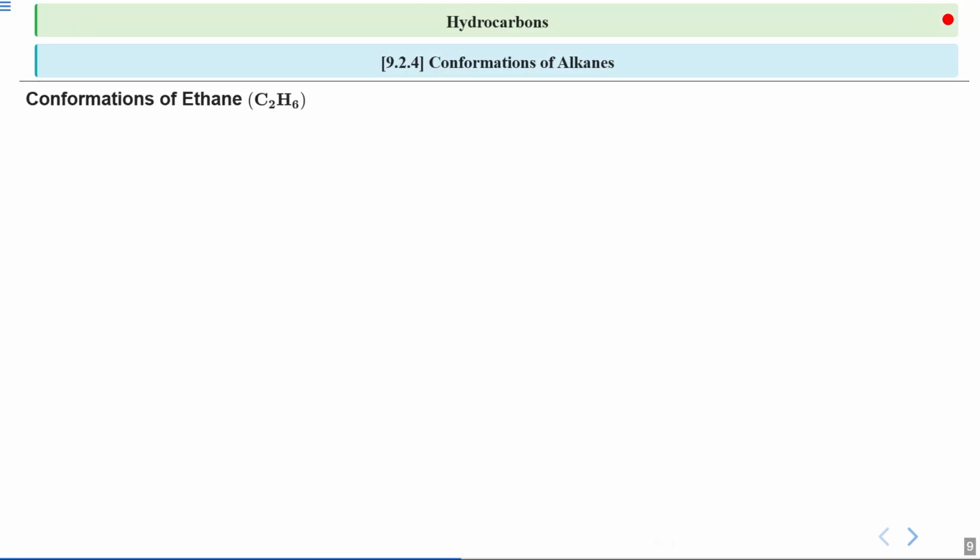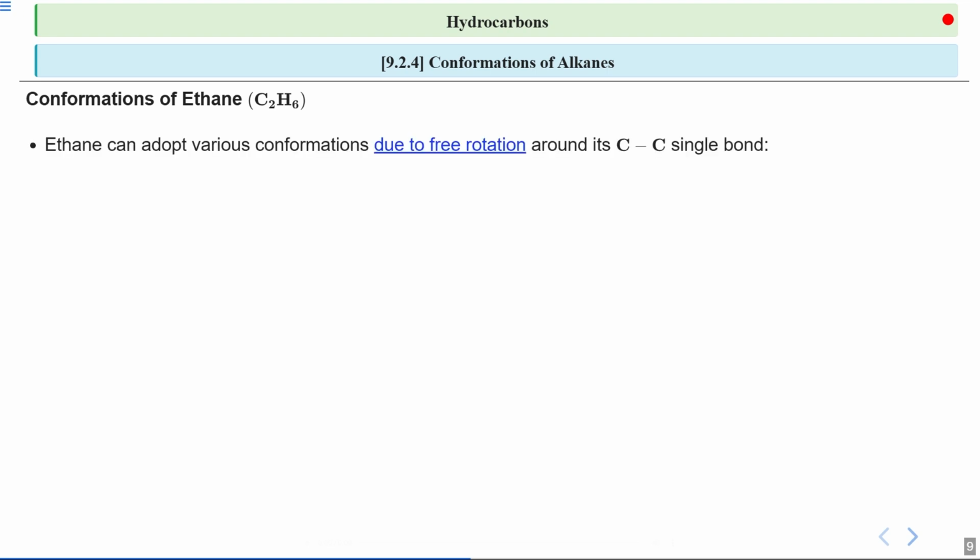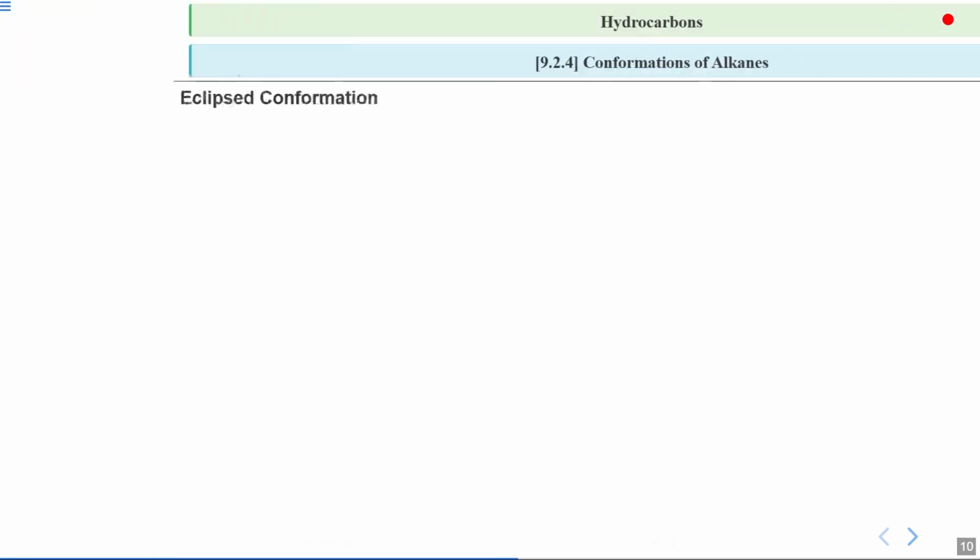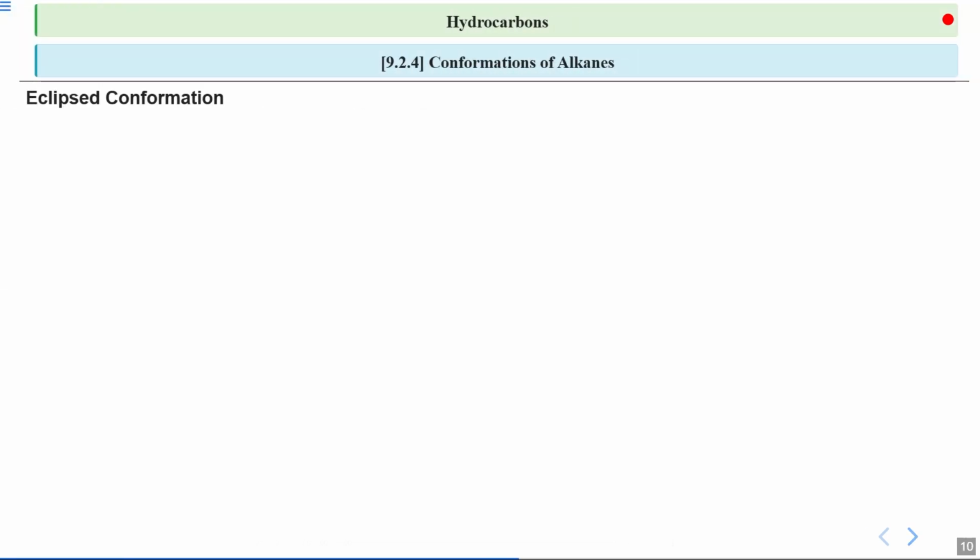Now moving on to conformations of ethane. We'll see various conformations of this C2H6. Ethane can adopt various conformations due to free rotation. You have seen just now that it can adopt an infinite number of conformations due to the free rotation. But we will take some specific ones. The first one we are looking at is the eclipsed conformation. The next conformation is the staggered conformation, and the third conformation is the skew conformation. Now we'll try to understand each of these one by one.